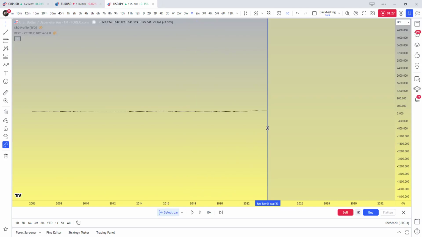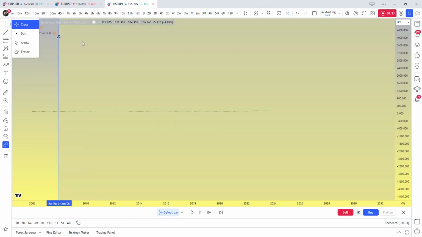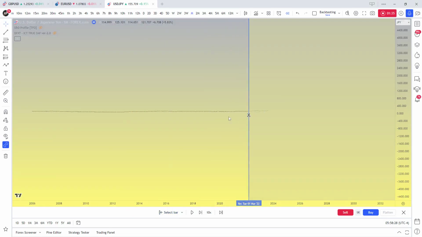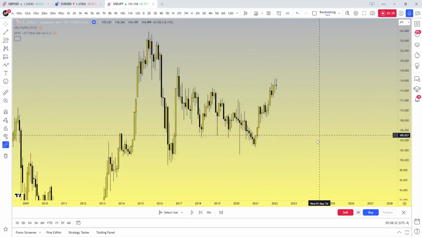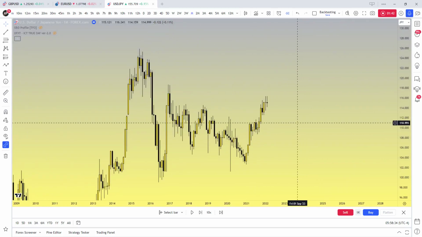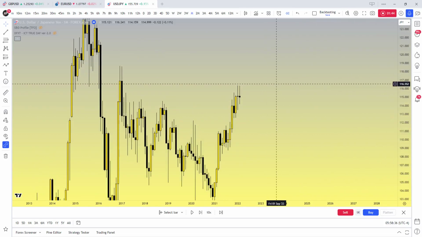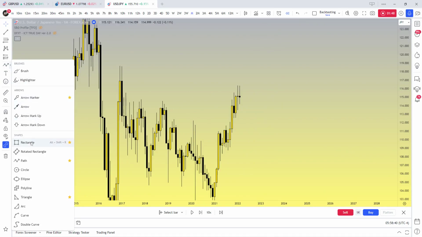So select bar. Okay, just point at a random point of time. Let me move it around for, okay, whatever. Let's reset the chart. So now we're in the monthly time frame.